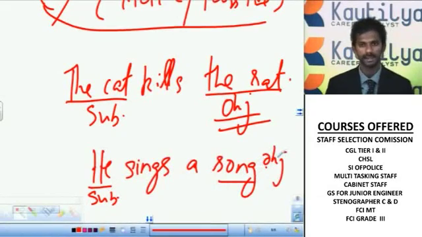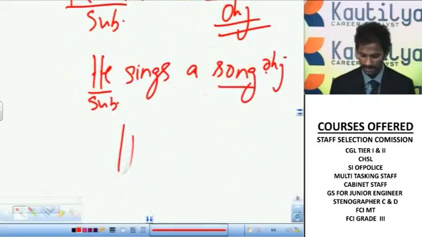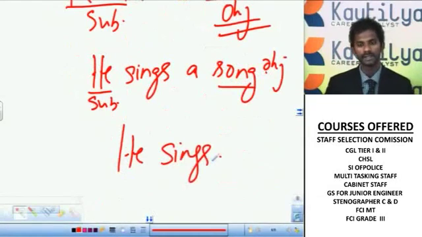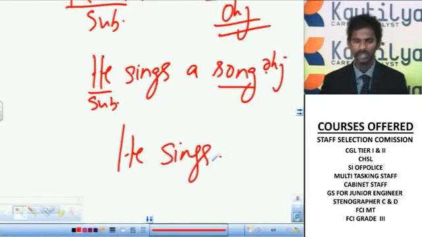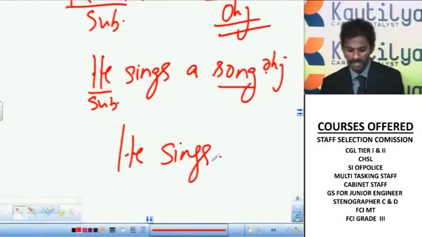Verb is sings. Right? What do you mean by a sentence? A group of words cannot be called a sentence. A group of words that makes a complete meaning or a complete sense is termed as a sentence. Clear? Fine. If I say he sings, he sings. Can this be called a sentence? He sings. Does it make a complete sense or not? Does it make a complete meaning? Yes, it makes a complete meaning, it makes a complete sense. So this can also be termed as a sentence. Fine. Subject is he.